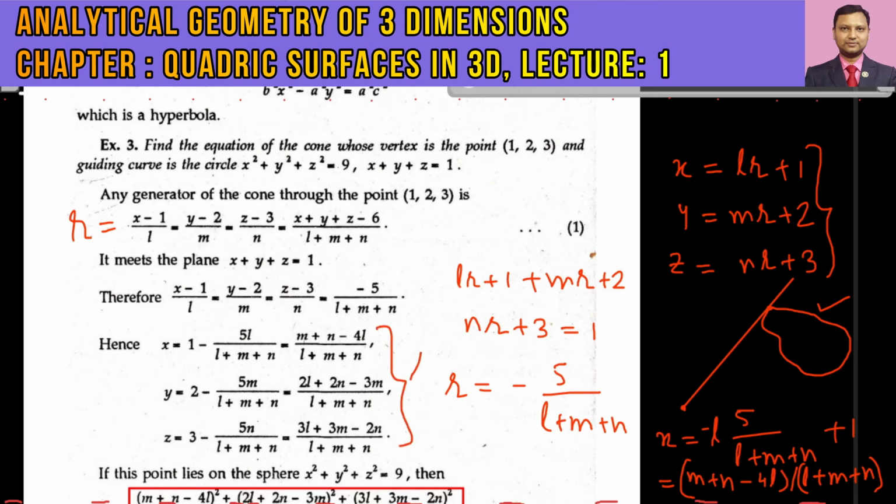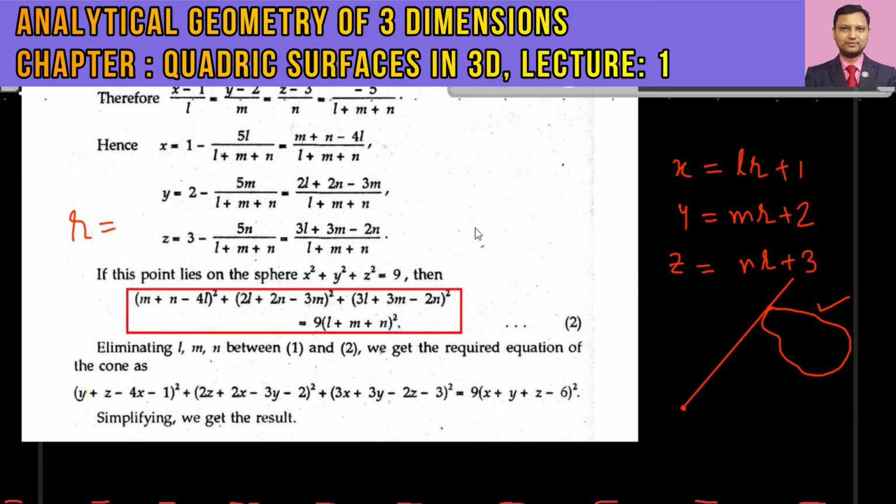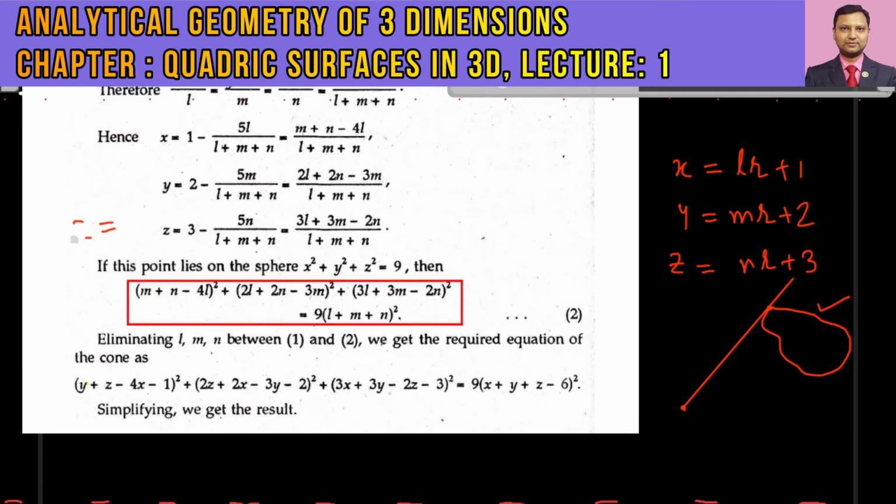Now if you put these expressions of x, y, and z in the second surface of the guiding curve, that means x square plus y square plus z square is equal to 9, then what would happen? In that case we will have this type of relation, say m plus n minus 4n whole square plus etcetera, equal to the right hand side, 9 into l plus m plus n whole square. Now this is the expression obtained for a single generator.